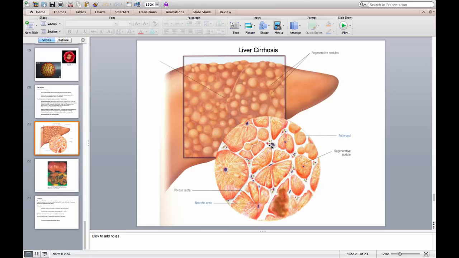So this chronic inflammation, this chronic injury that causes cirrhosis, what does it increase the risk for? Cancer. Hepatic carcinoma, that's right. So that chronic injury, that chronic inflammation, it is not uncommon to see the development of cancer cells, or malignant cells, in someone with cirrhosis. Okay.